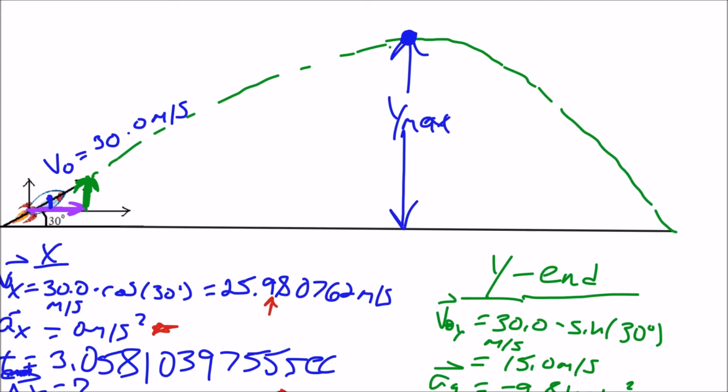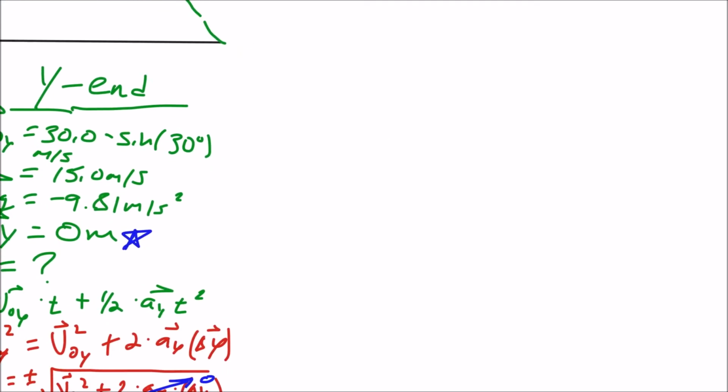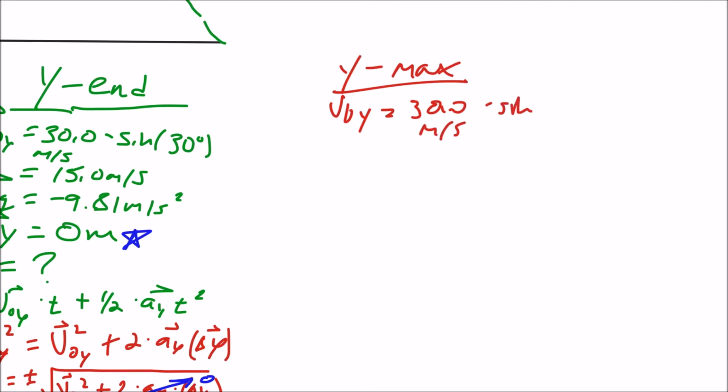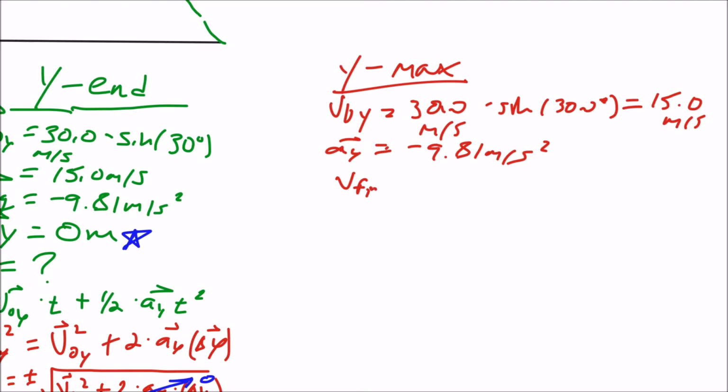So let's make a new y list of information. We're going to do that over here. So I'm going to say that this is going to be the y at its maximum point. Okay? So the initial velocity is still going to be 30 sine 30, and that is still going to be 15 meters per second. The acceleration in the y-axis is going to be negative 9.81 meters per second squared. The final velocity in the y-axis up at that highest point is going to be 0 meters per second.